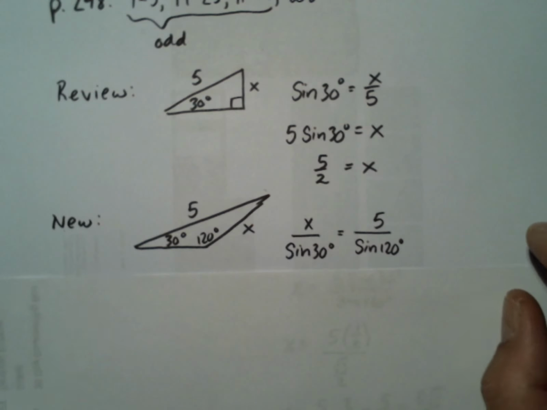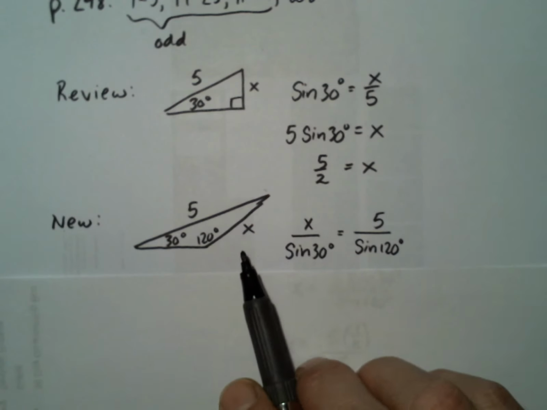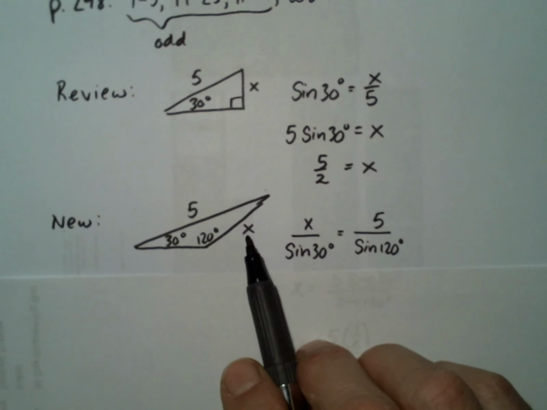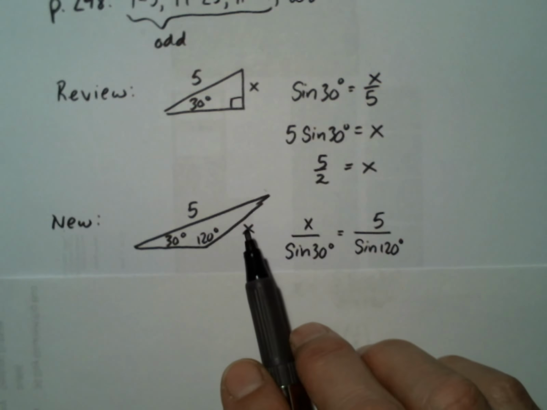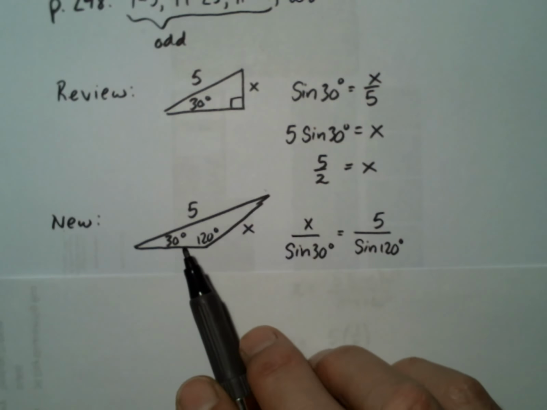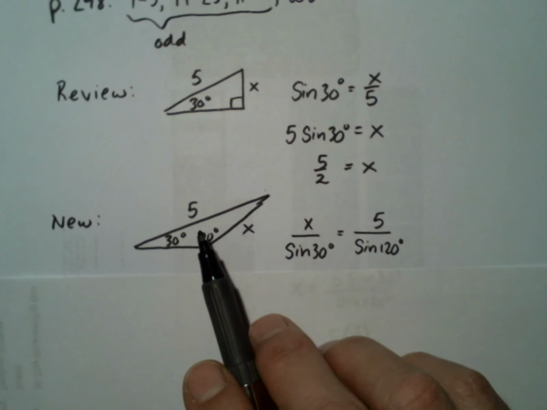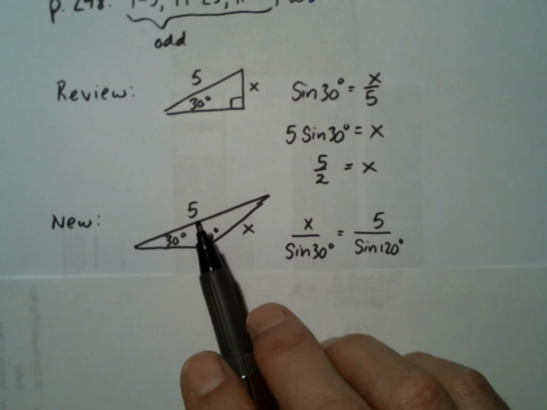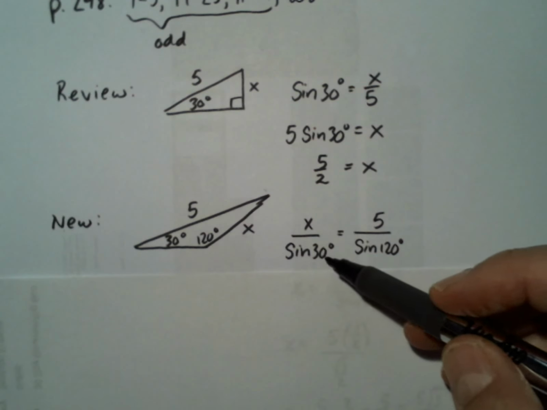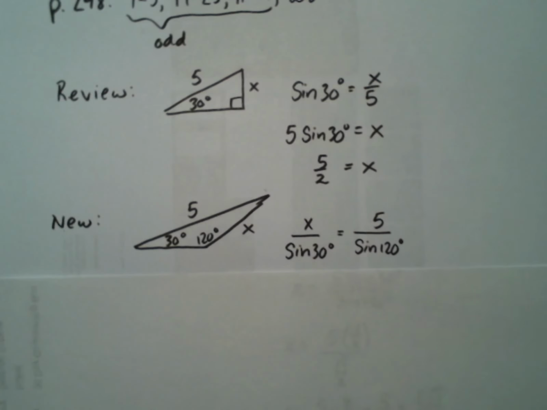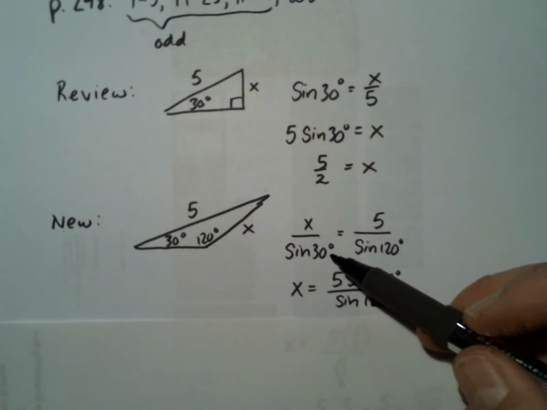We just have to use sine differently, and we'll put x over sine of its opposite angle. So we focus on these opposites. Opposite side, opposite angle. Here's the 120, and its opposite side is 5. So these pair up, and the 30 and the x pair up. So we can write x over sine 30 equals 5 over sine 120. And then from there we're just solving for x. So we can multiply both sides by sine 30.